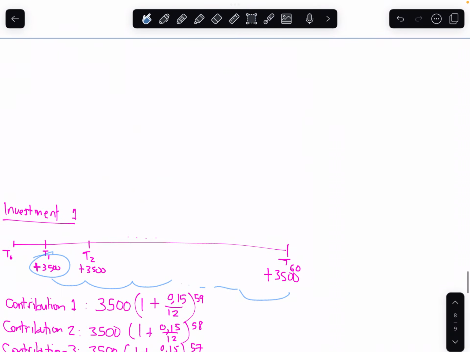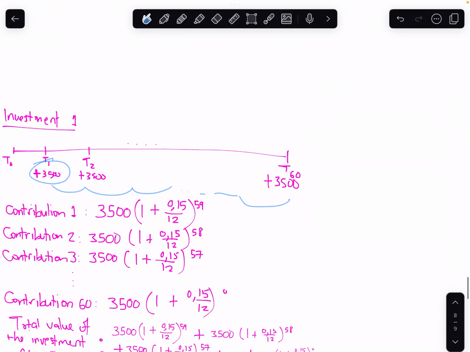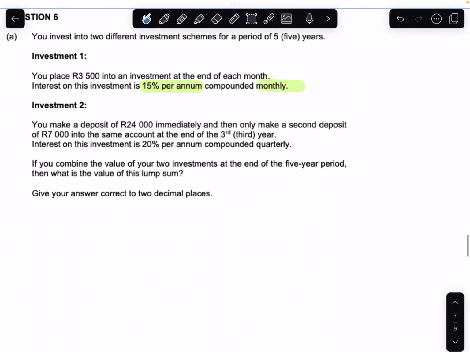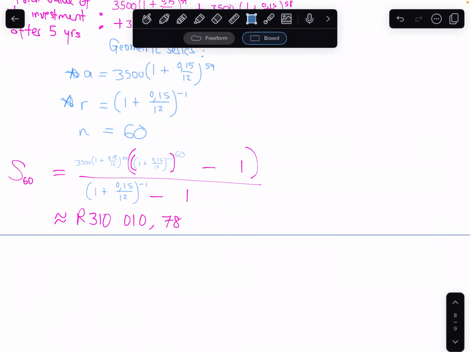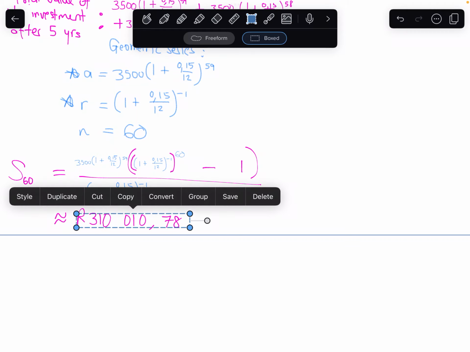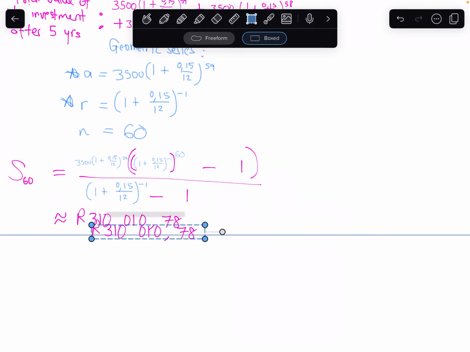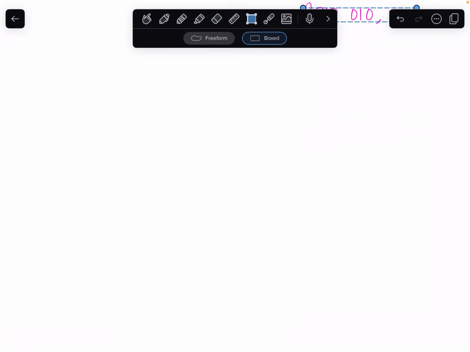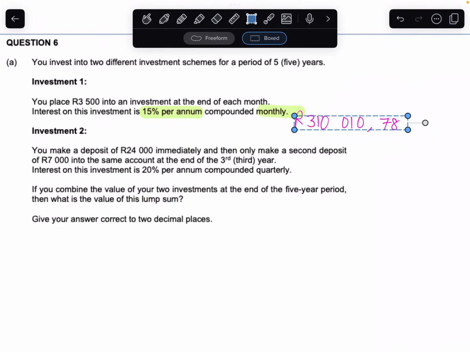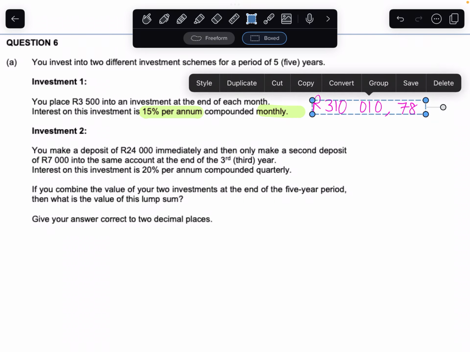Okay, cool potato. So that's investment 1 out of the way. And maybe let's just store this number so that we can use it once we have investment two's figures. Okay, so investment one yielded this much.